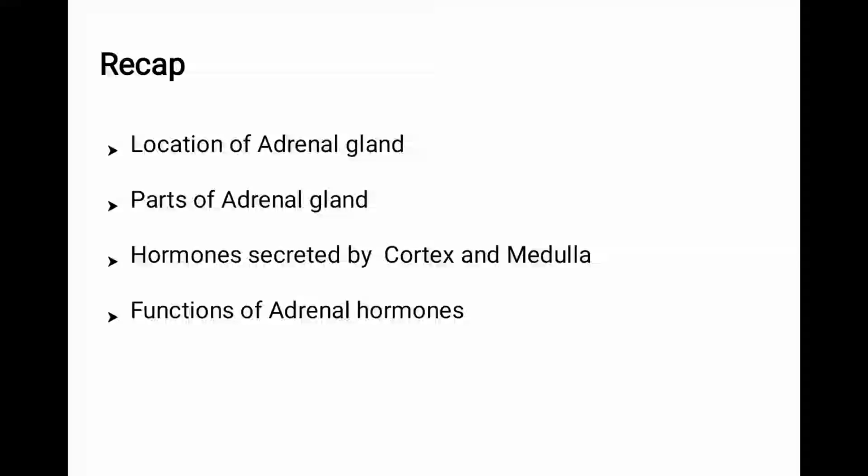And the functions of adrenal hormones: they maintain the metabolic activities, they are involved in osmoregulation, and the medullary hormones are responsible for facing emergency situations.